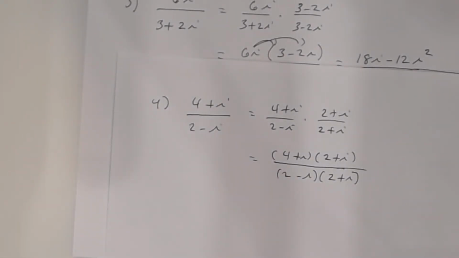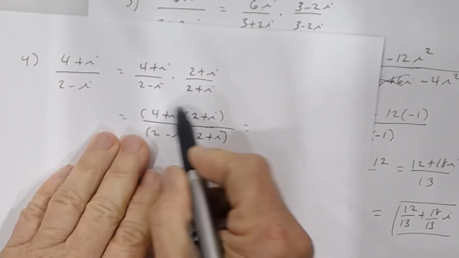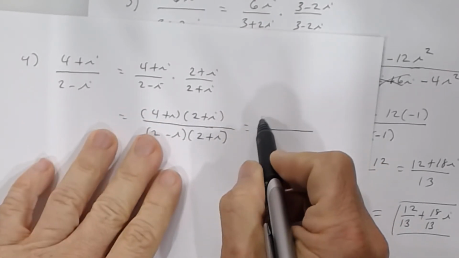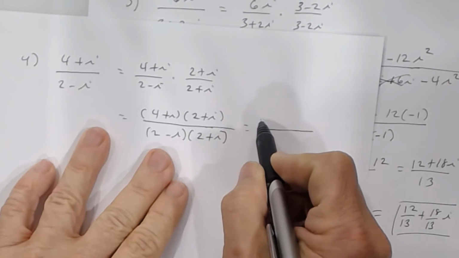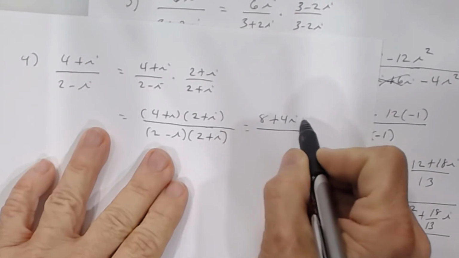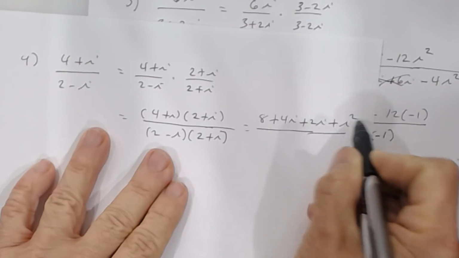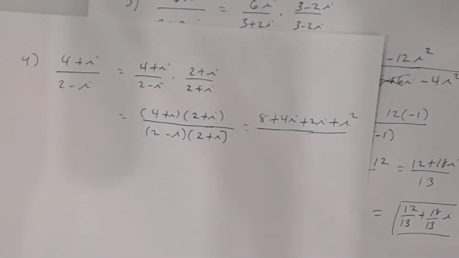In the previous 3 problems, when we got rid of the parentheses in the numerator, we used the distributive property. This time we're going to use what? FOIL in both cases. So let's do the FOIL for the numerator and the denominator. What's the first in the numerator? 8. What's the outer? 4i. What's the inner? 2i. What is the last? Plus i squared. So that's my numerator: 8 plus 4i plus 2i plus i squared.